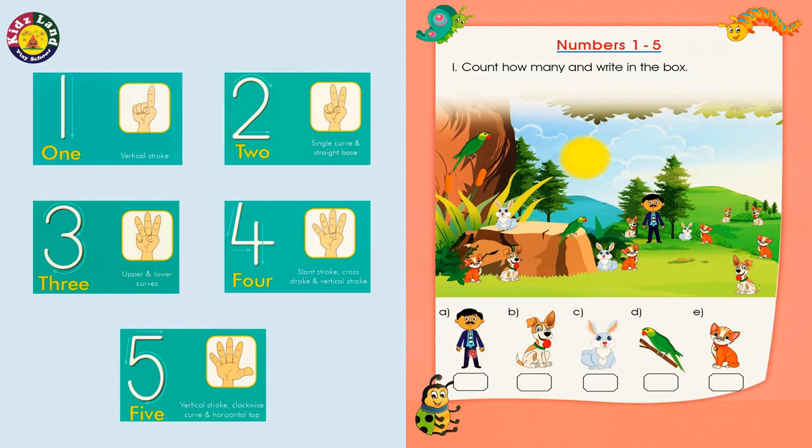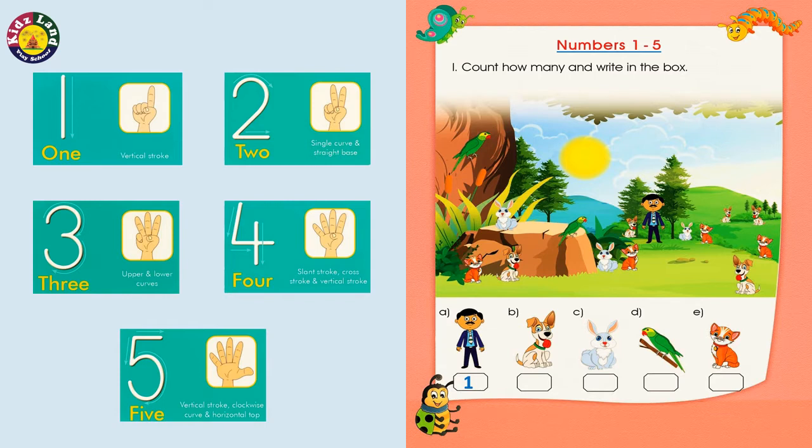Okay, let's see. The first picture is the man. Yes or no? Man picture. Now it asks us to check how many man pictures there are inside the scenery. Let's go see. There is only one man inside, correct? So what is the number that we should write? We have to write number 1 under the box of the man.